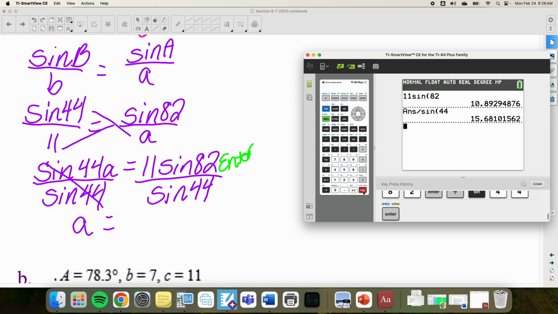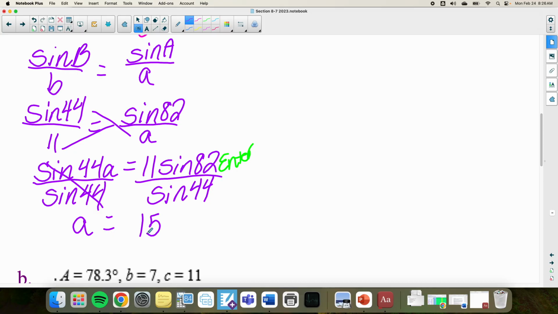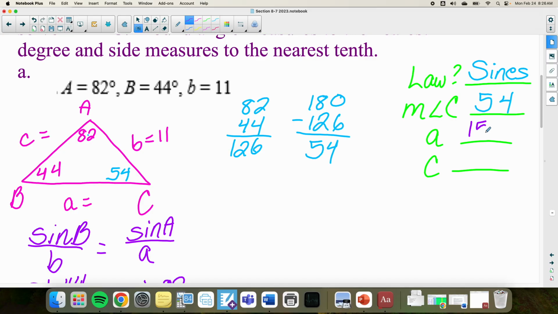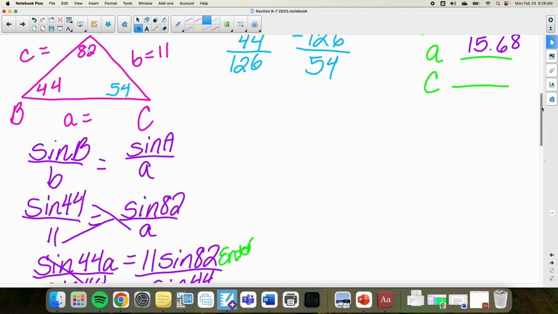Is that what you guys got? Okay, 15.68, and that goes right here. Okay, then what I have left is I still have to find little c. And what I would do here is I would just use law of sines a second time, okay? So you need that one angle and its opposite side that you know, so I'm going to go sine of B over b equals sine of C over c.